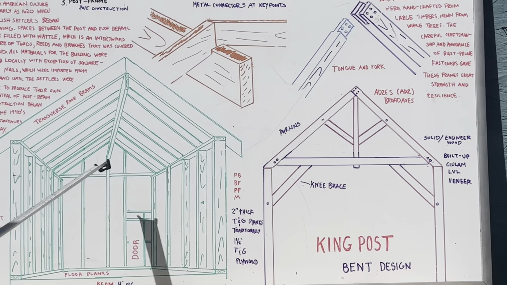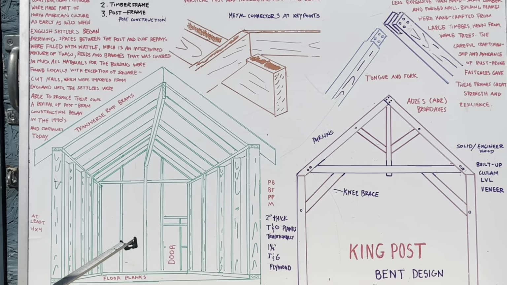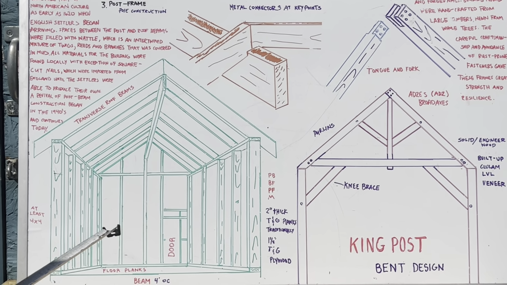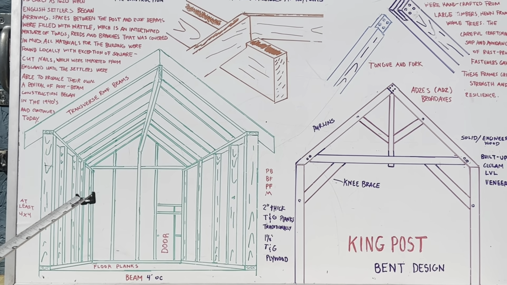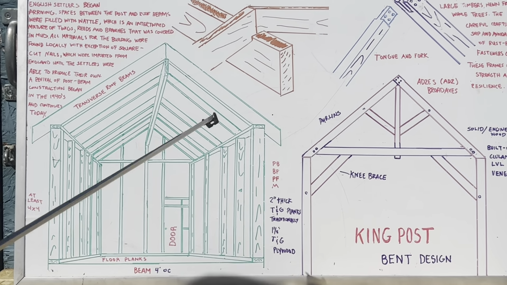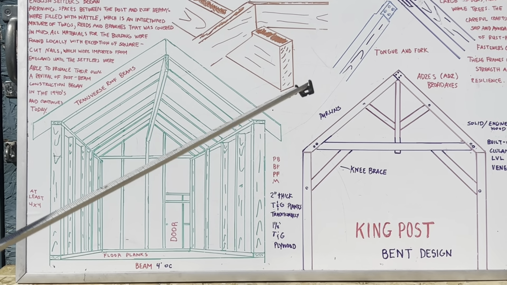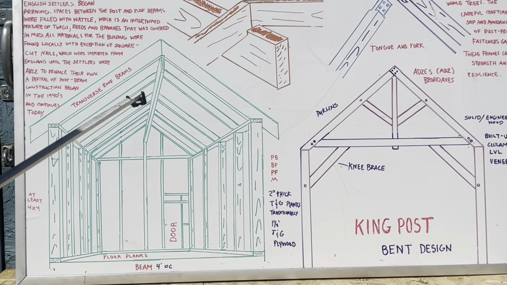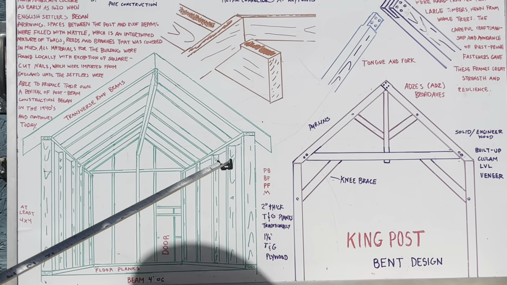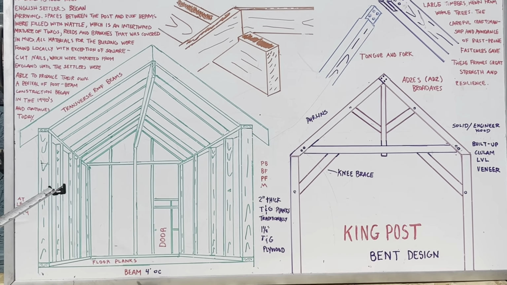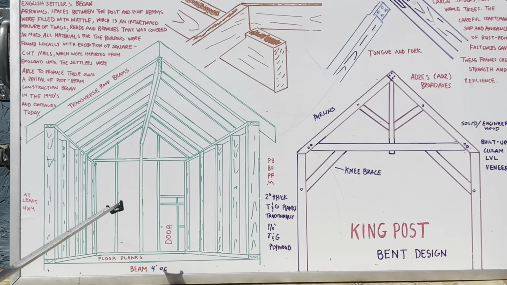Let's come back over here to post and beam. Now, the third type, which I don't have an example of, is post frame. Post frame was also called pole construction. Okay, now I'm going to do another video on pole construction or post frame. Okay, now let's take a look at our post and beam construction right here.